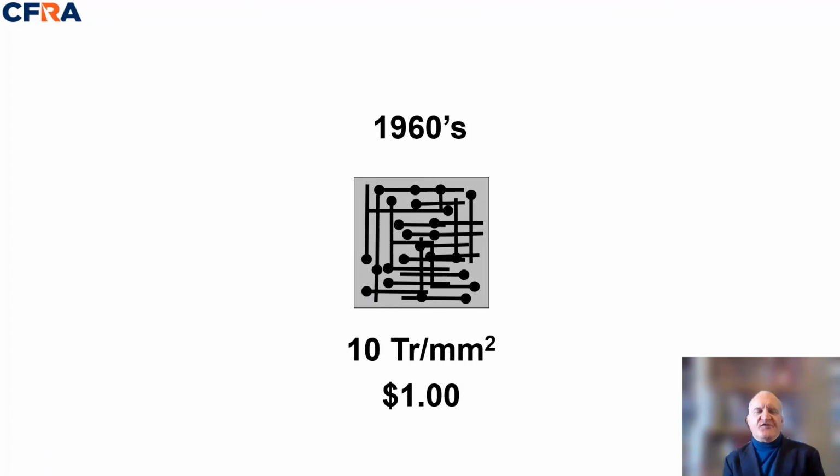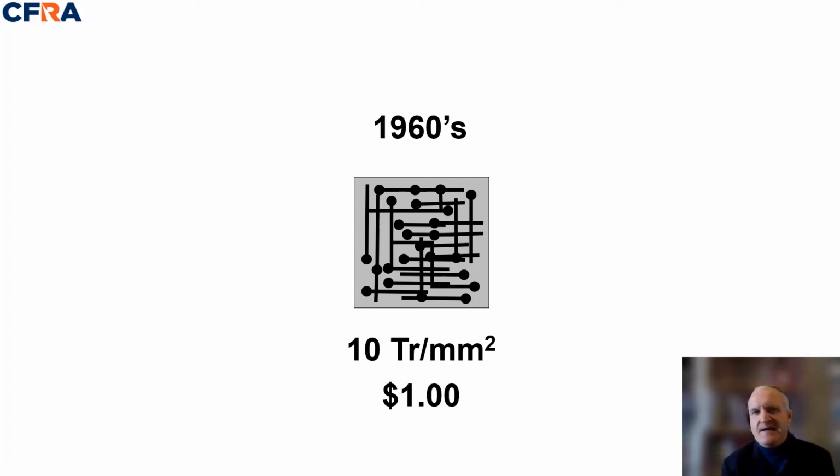So the 1960s saw the invention of the integrated circuit and the lithographic process, so that you could pattern these integrated circuits with greater and greater transistor densities. The first integrated circuits were actually custom for the military and for NASA. The first commercially available integrated circuit was in 1964. It had about 120 transistors, roughly one transistor per square millimeter.